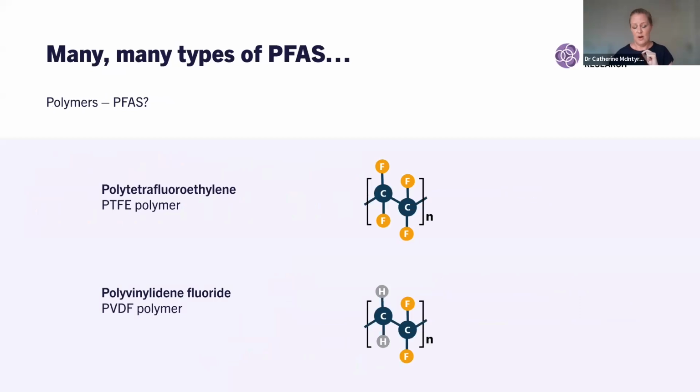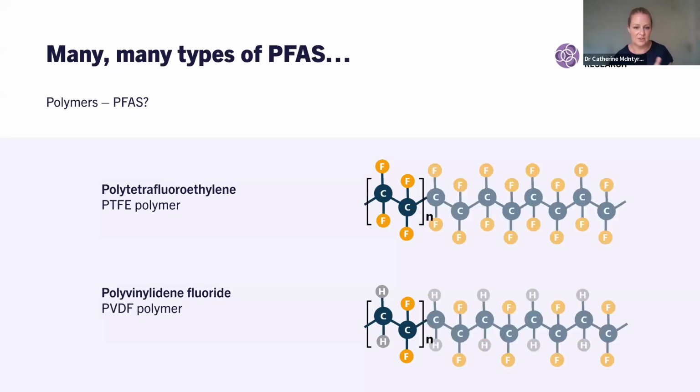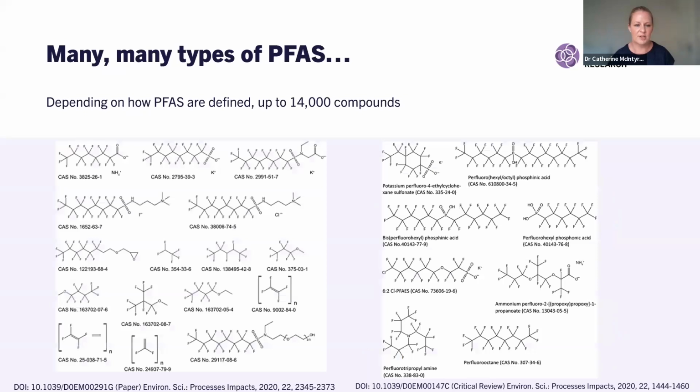And then there are polymers. These are very well-known polymers, PTFE and PVDF, and those are the repeating units that you can see there. And there's some debate about whether polymers should be classed in the same way as the discrete compounds that I've shown you. These repeating units, it can be thousands of those repeating units in a polymer. So they're not quite the same as discrete compounds. And that's why there's a little bit of debate about whether they should really be classed with other PFAS compounds. But we'll come on to that in a little bit.